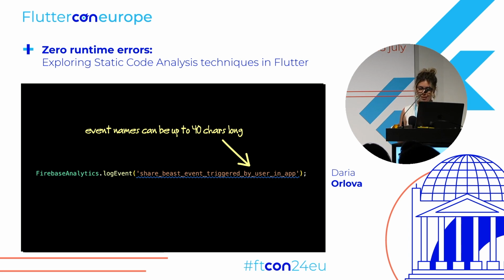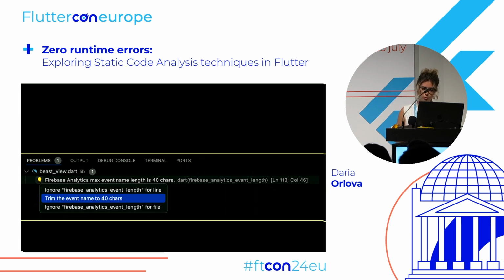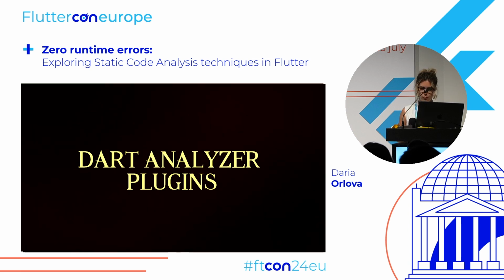So yeah, that's why it would be great if we could see a report in our IDE that Firebase Analytics max event name length is 40 characters, so please trim that. Currently, no library has this kind of lint. It would also be great to be able to fix it. I mean, I'm not sure if trimming to 40 characters is the best idea, but it's better than not logging it in general. And we can do that by writing a custom lint. And in order to write a custom lint, we need to use Dart Analyzer plugins.